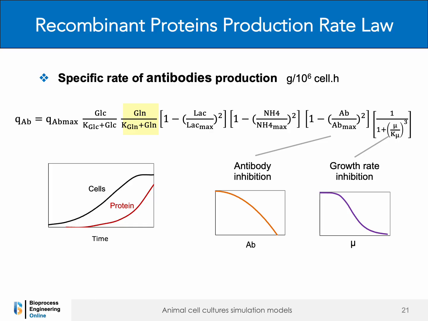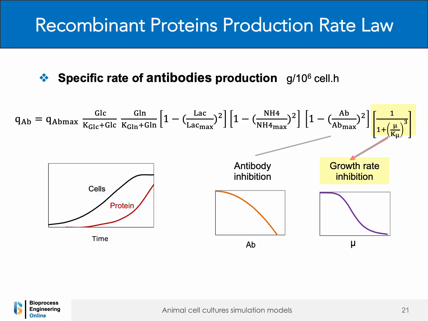The third correction factor accounts for lactate inhibition. It decreases protein production as the lactate concentration approaches its maximum inhibitory value. The fourth correction factor represents ammonia inhibition with the same mathematical form. The fifth correction factor accounts for product inhibition. As recombinant antibodies accumulate in the culture medium, they progressively reduce the rate of further protein production.